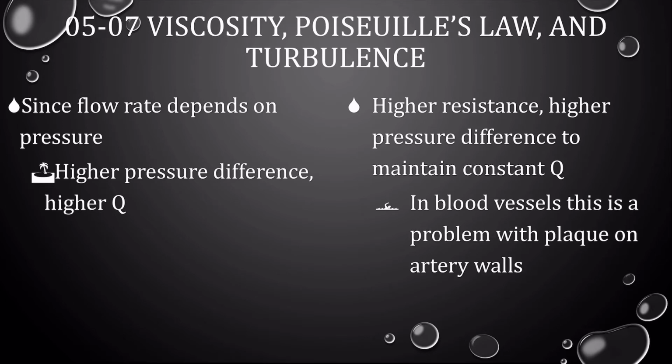In blood vessels, this is a problem with plaque on the artery walls. So you'll get the narrower area, the narrower vessel, and so there's a higher resistance. Since there's a higher resistance, you'll have to have a higher pressure to get the blood to flow through that.